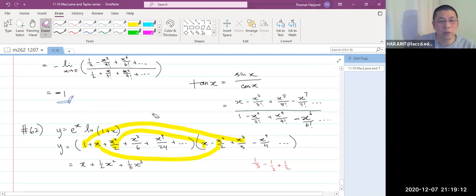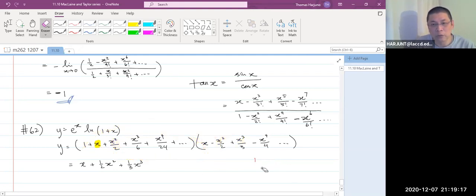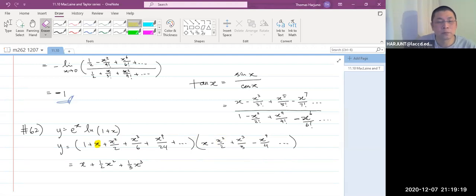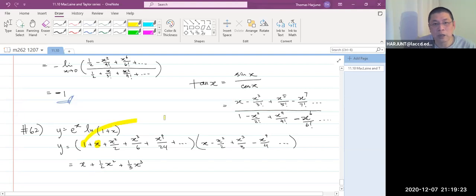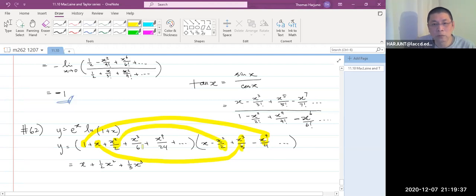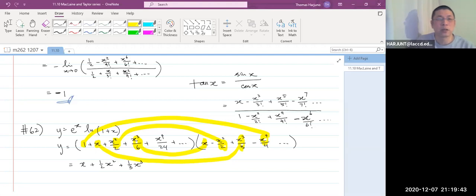You know what? Let's try more. I wonder if we can get a pattern. What happened to x to the 4th? X to the 4th will be negative 1/4 plus 1/3 minus 1/4 plus 1/6, right? Okay, let's see.